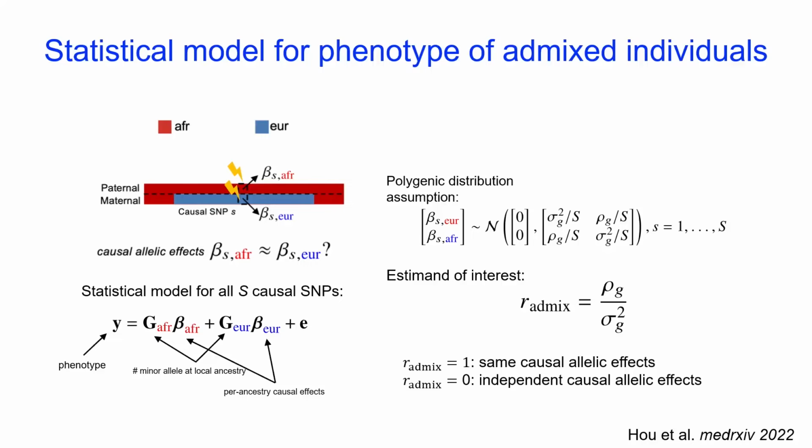So if this number is 1, essentially the genetic effects are all the same. If this correlation is 0, then essentially they're completely uncoupled. Okay? Hopefully that makes sense. And I should say you should interrupt me if you have any questions along the way.